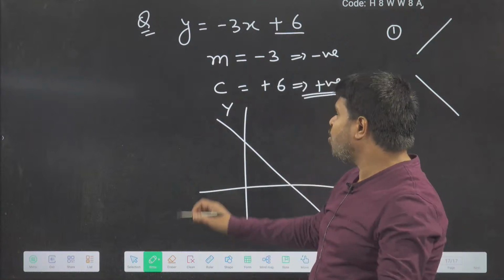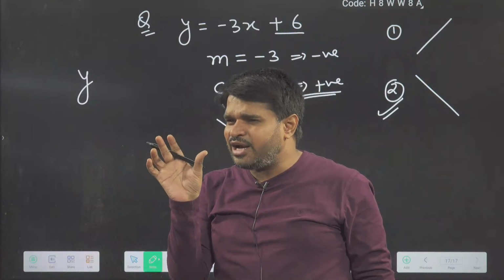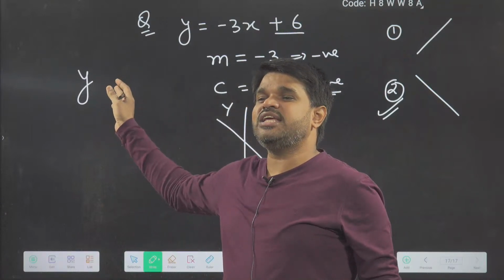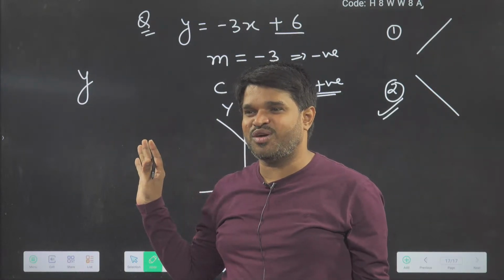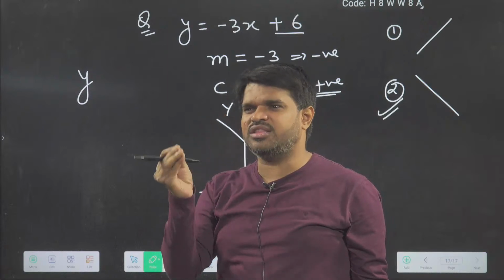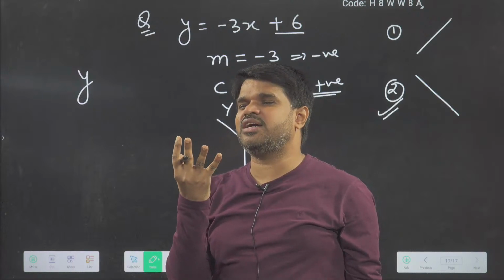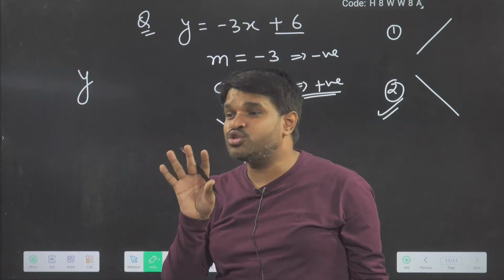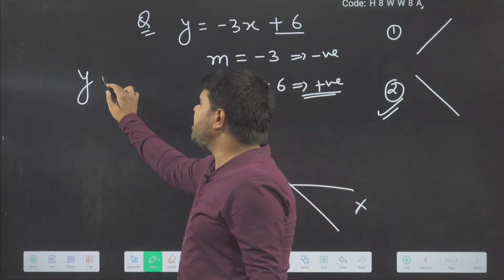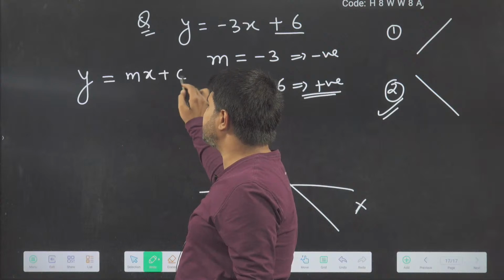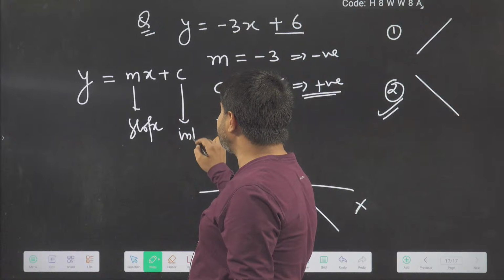Someone was telling the name of this form. When I'm teaching something, I do not use very fancy words. Is it possible that I don't know the name of this form? Its name is slope intercept form. But if I use these fancy words, you will get confused by names. We should understand everything, whether we know the name or not. So when I write y equals mx plus c, it is called slope, c is called intercept form.